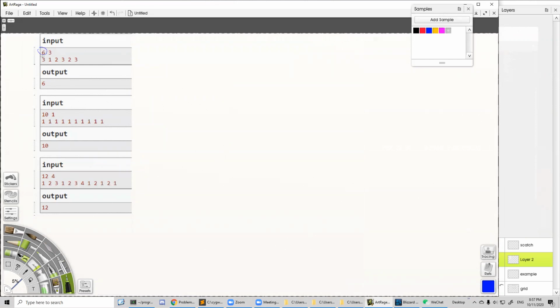The first number is the number of people here. So the array here denotes an array of people. And the second number is the number of teams. So in this case, we have one person in team one, two people in team two, three people in team three, right? In the second example, there are 10 people in team one, right? They're all from the same team.